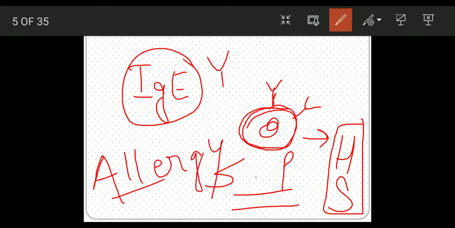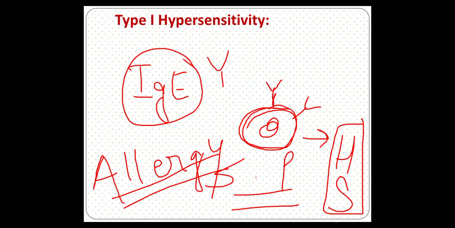Okay, guys. So this was the basic concept, the idea about the mechanism of hypersensitivity type 1. Now let's go through it thoroughly step by step. It will be very easy for you to understand now. Okay, let's move on.